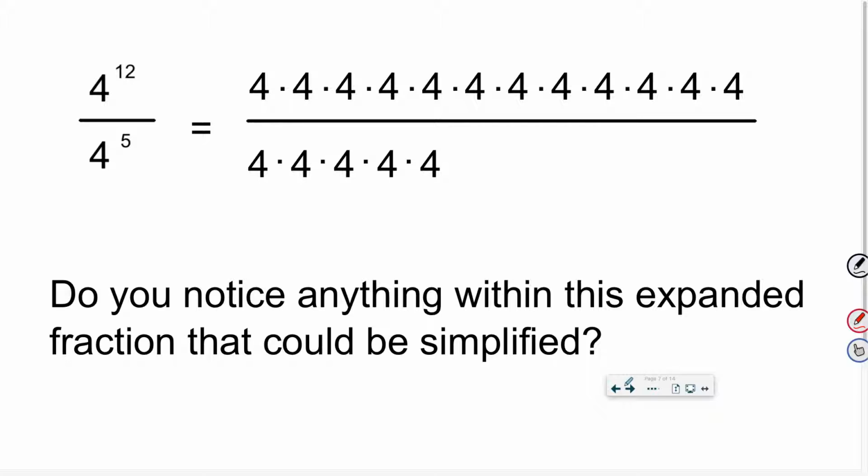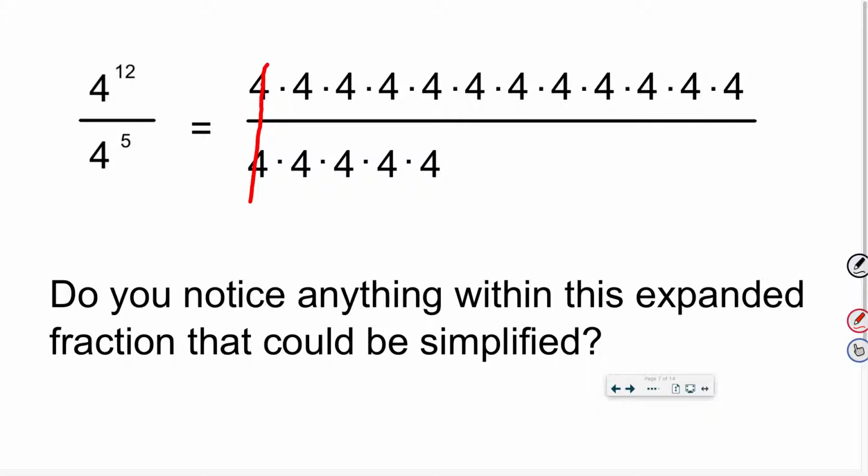Oh, one 4 from the bottom and the top. So Gustavo's saying we should just remove one 4 from the bottom and one 4 from the top. Can I do that? So Jaden says cancel them out. That's a really common term that we hear. But are we just getting rid of them? No. What do we know about any number divided by itself?